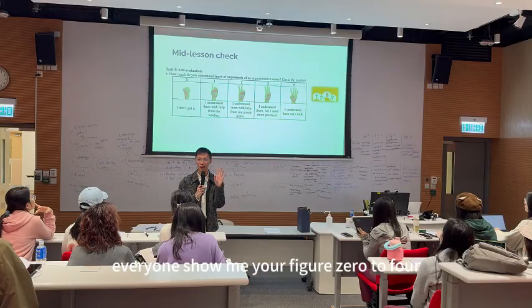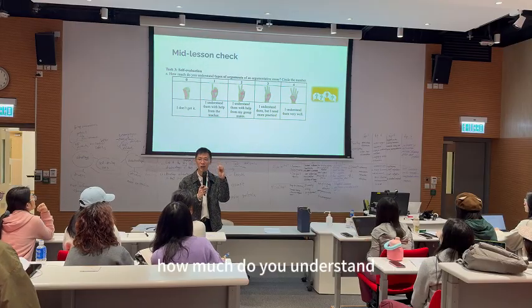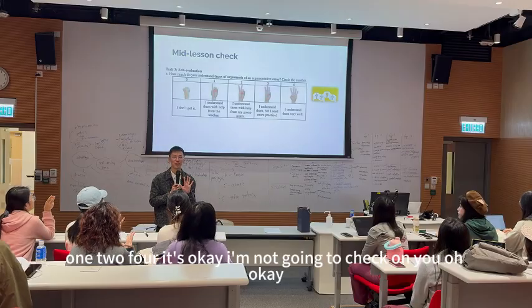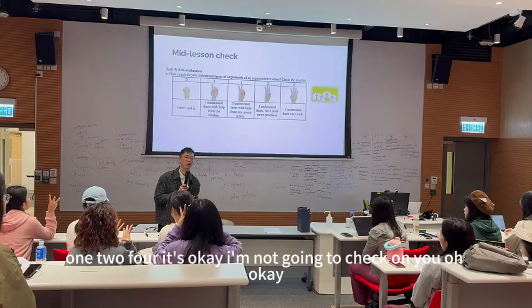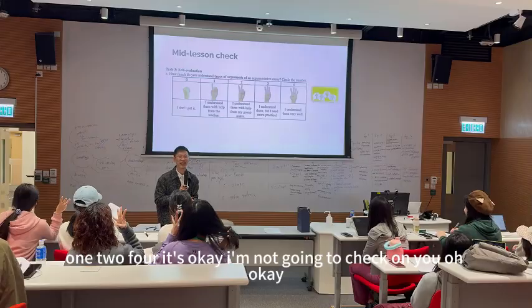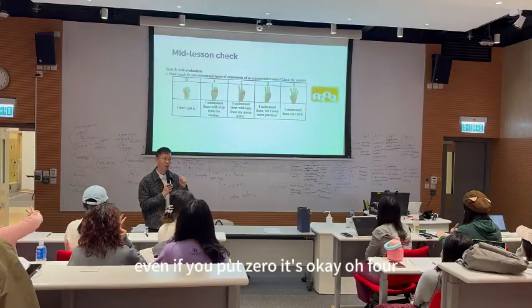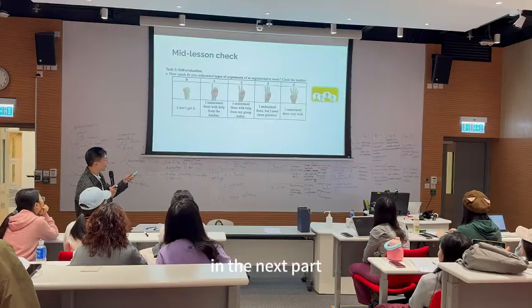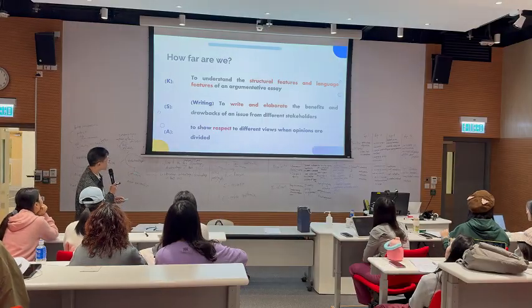Everyone show me your finger. 0 to 4. How much do you understand? Show me your finger. 1 to 4. It's okay, I'm not going to check on you. Even if you put 0, it's okay. Oh, 4, you understand? Oh, most of you say 3 or 4. Good. Now, in the next part, you're going to do some practice.